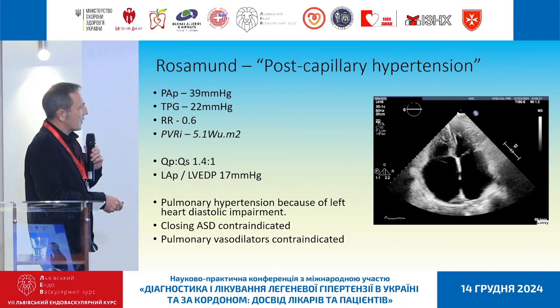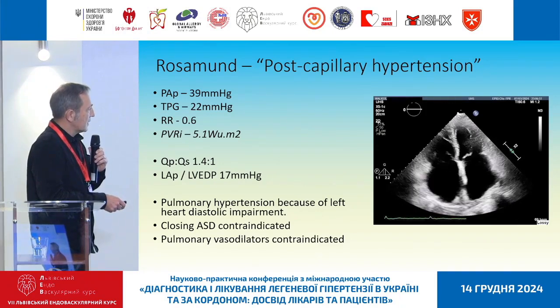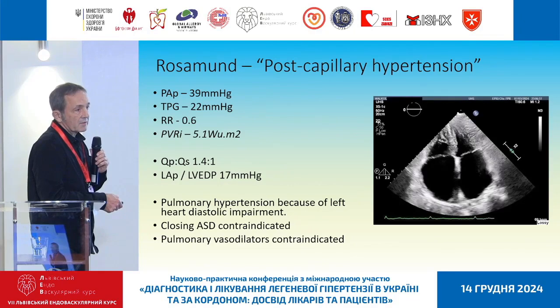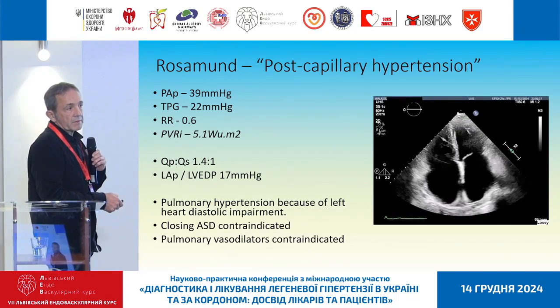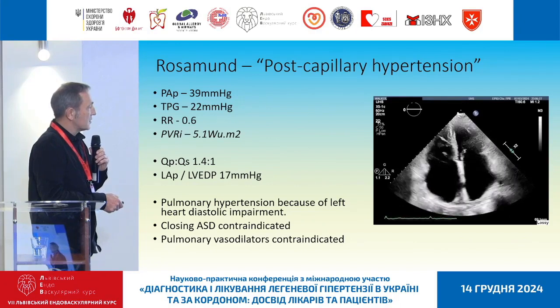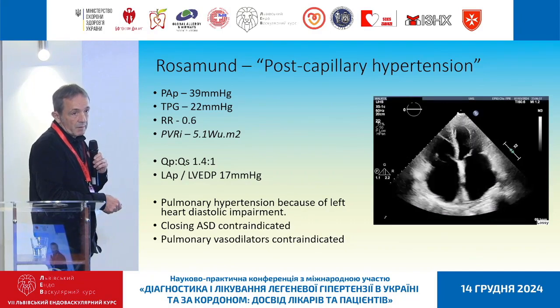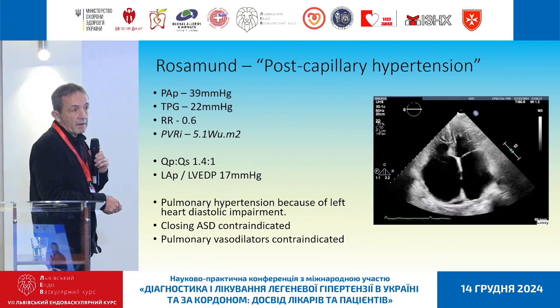She's got a QPQS of 1.4 to 1. So she has got flow through her ASD. And the more interesting thing is she's got high pressures in the left atrium, and the end diastolic pressure in the left ventricle is elevated. So she's got post-capillary pulmonary hypertension. The ASD is a bystander. It's probably blowing off the left atrium and keeping the pressure down. So she has got pulmonary hypertension, but it's secondary to left heart disease. It's post-capillary pulmonary hypertension. You wouldn't close the ASD because it's probably helping her.